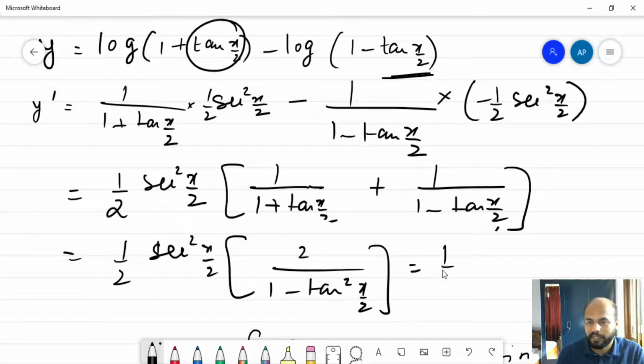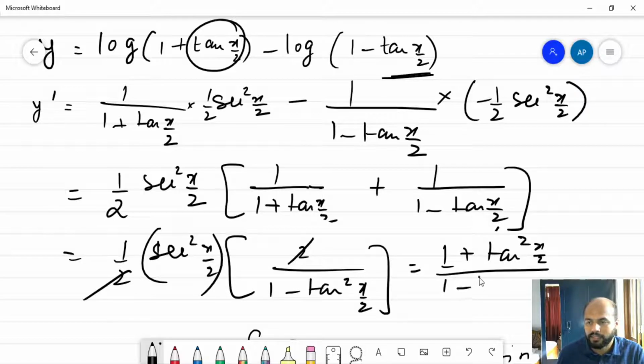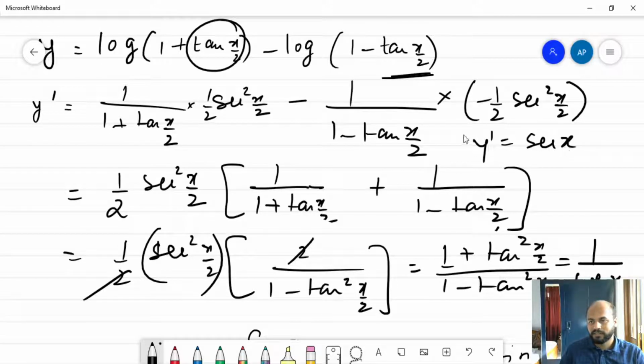Which would then be written as this 2 and this 2 gets cancelled. And overall, I'm going to convert this sec square x by 2 as 1 plus tan square x by 2 by 1 minus tan square x by 2. Now this is an expansion of 1 by cos x. Because cos x, when we expand, one of the formulas is 1 minus tan square x by 2 by 1 plus tan square x by 2. So if this is 1 by cos x, then 1 by cos x is sec x. So that's how we have achieved y dash x is sec x. So that is the answer of this question.